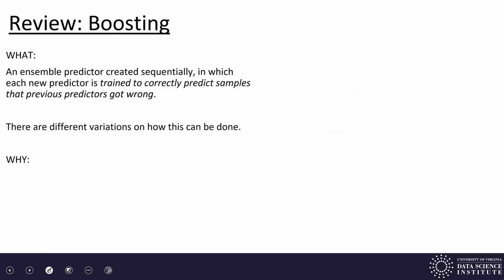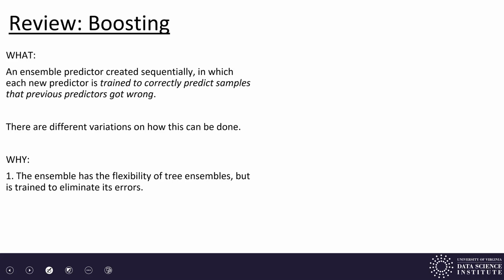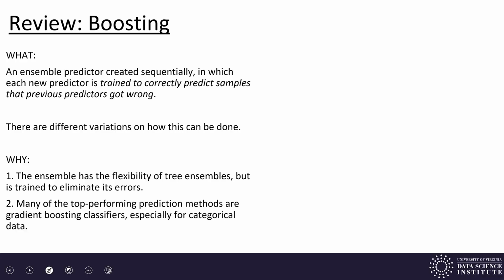So let's review what we've talked about today. Boosting is a method for building an ensemble where predictors are built sequentially, and each new predictor attempts to correctly classify or predict regression values for things that were wrong by the previous predictors. And there are some variations on how this can be done. These ensembles have the flexibility of tree ensembles, but they're trained to eliminate the errors, which gives high accuracy or low error. And many of the top performing prediction models are using gradient boosting trees, and that's especially true for categorical data.